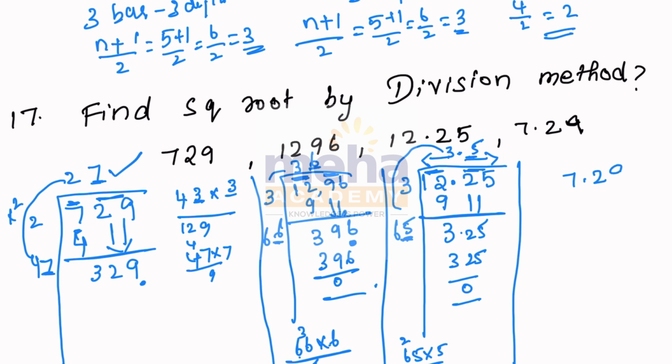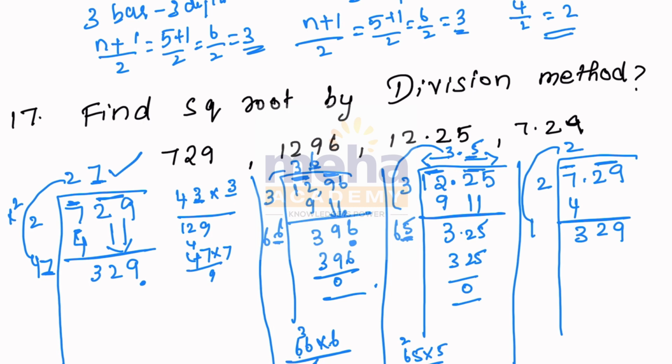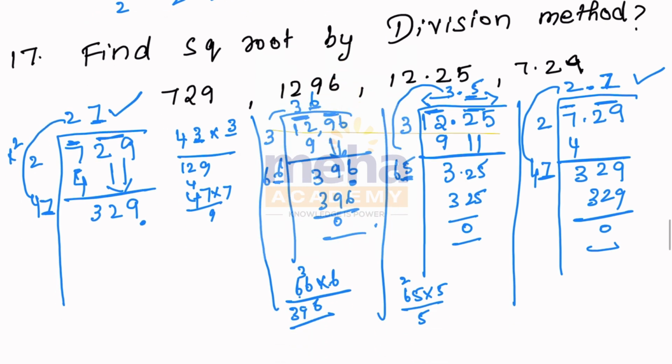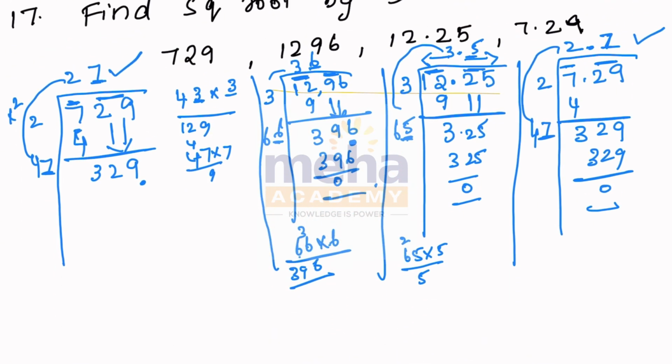Then 7.29, again I first pair it. So here even though one digit is there, it's okay, we can pair. 29 I pair this way, 29. Then I do the square table, so it is 2 because 3 square is 9. 4, 3, 2, 9 comes down. So multiply 2 with 2, which is 4. Whatever digit I place after 4, I place it in the quotient also. So it is 7, 7 7s are 49 and 329 comes. So the answer is 2.7. So this is how we find the square root by long division.